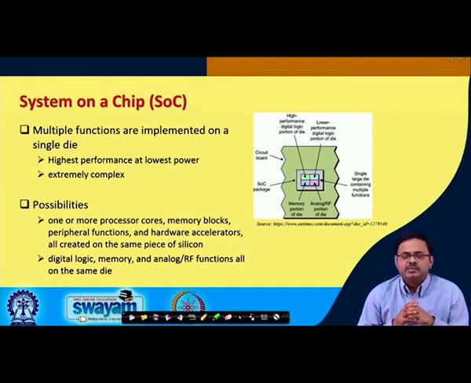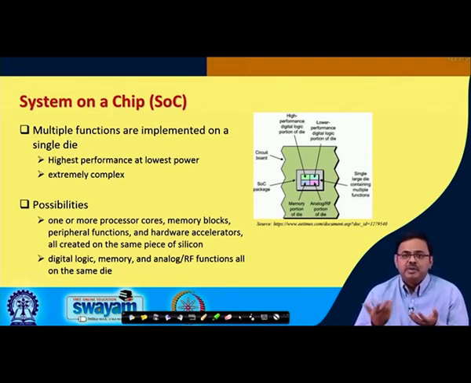System on a chip, as the name suggests, means you have a single piece of silicon and you have multiple functionalities inside. Therefore, of course, the circuitry becomes very complex, costly, with intricate designs, all that stuff. But if you succeed in doing this, then you have the highest performance at the lowest power. Now, what is a system on a chip, and what are the multiple functions implemented on a single die?